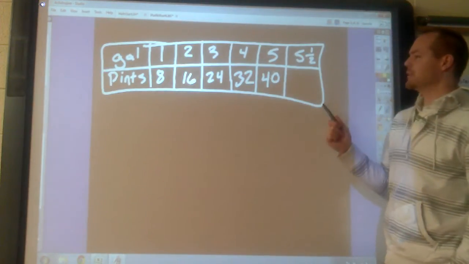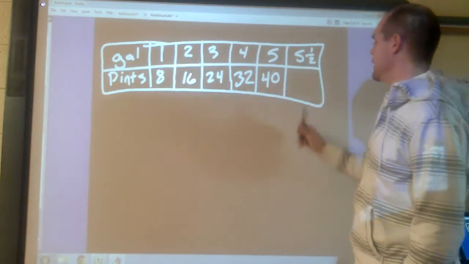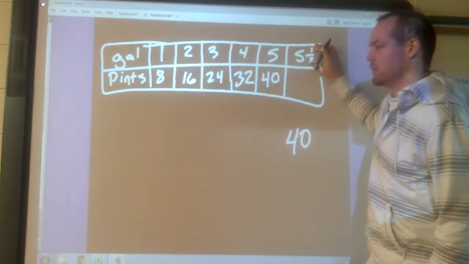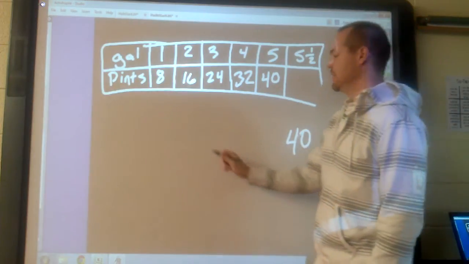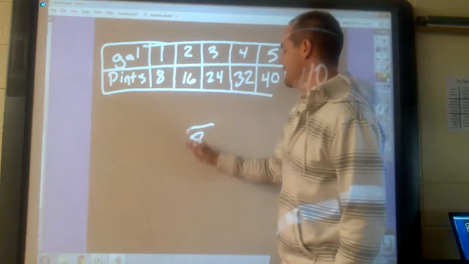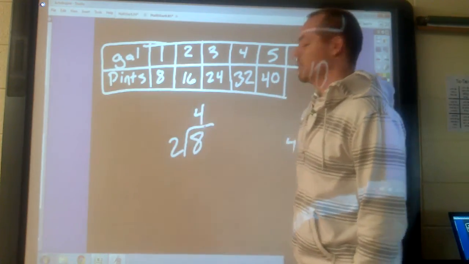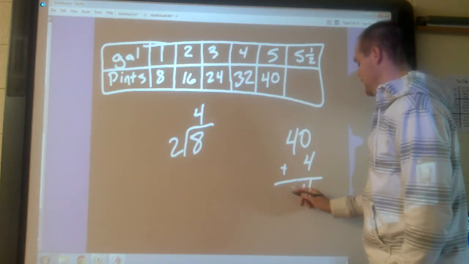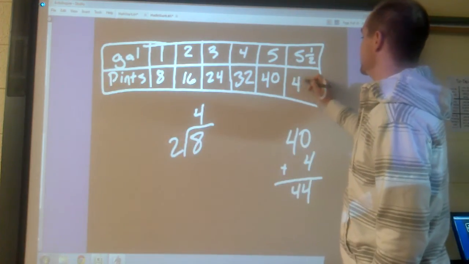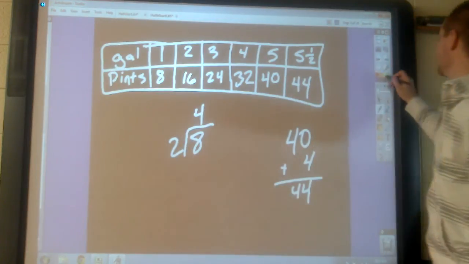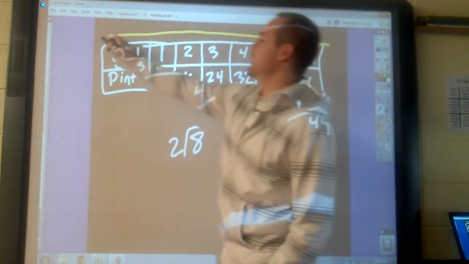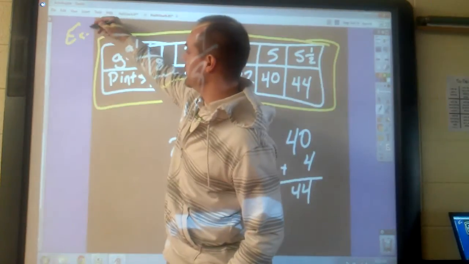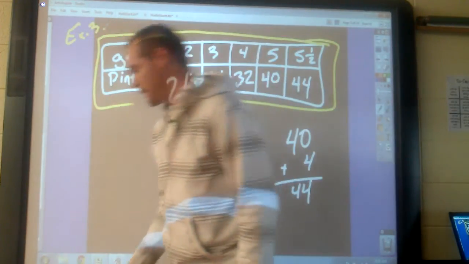Now what we end up having is, I know that 5 gallons equals 40 pints. I also have to figure out what half of a gallon is worth and how many pints that is. Well, if 1 gallon was 8 pints, half of a gallon should be 4 pints. And now if I add 40 plus 4, I should find that 5.5 gallons is equal to 44 pints. Again, this entire table should just go on the back side. You can label it example 3 at the top.